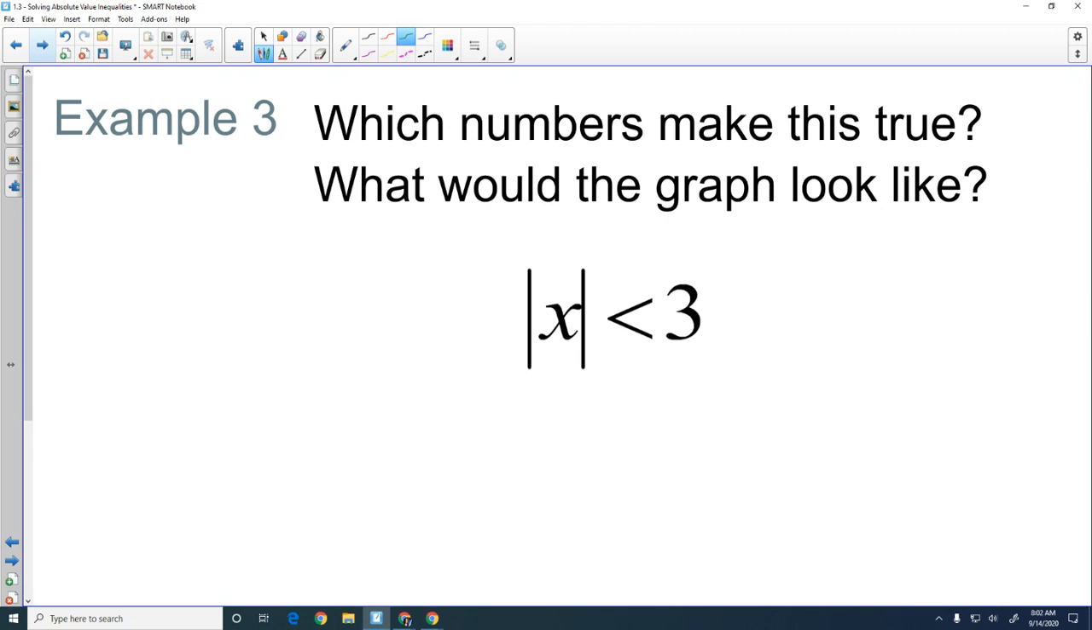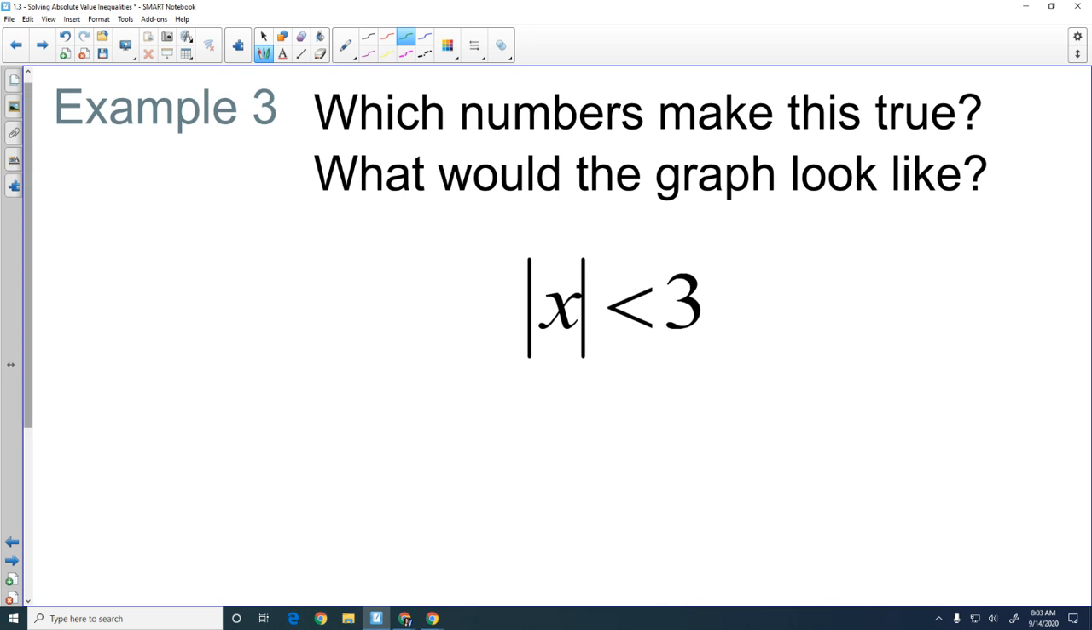All right, now let's start talking about the actual absolute value inequalities. So an absolute value inequality is an inequality, meaning there's an inequality symbol, and we have an absolute value somewhere around the variable. And so before we try to solve this, let's just think about some numbers that would make this inequality true. Now, this doesn't say x is less than 3. It says the absolute value of x is less than 3.